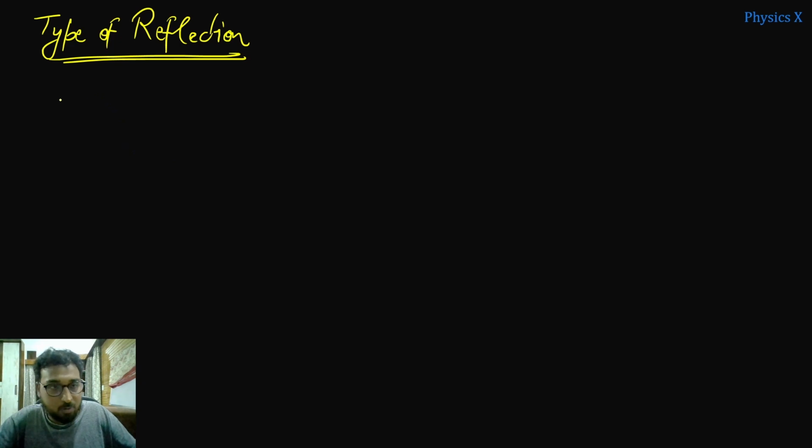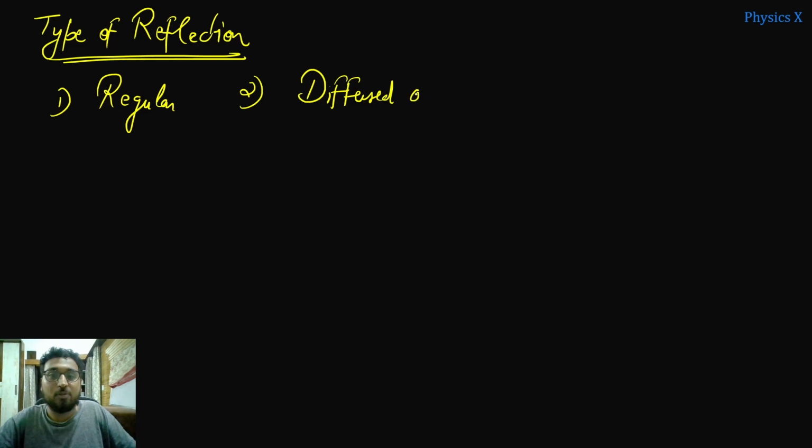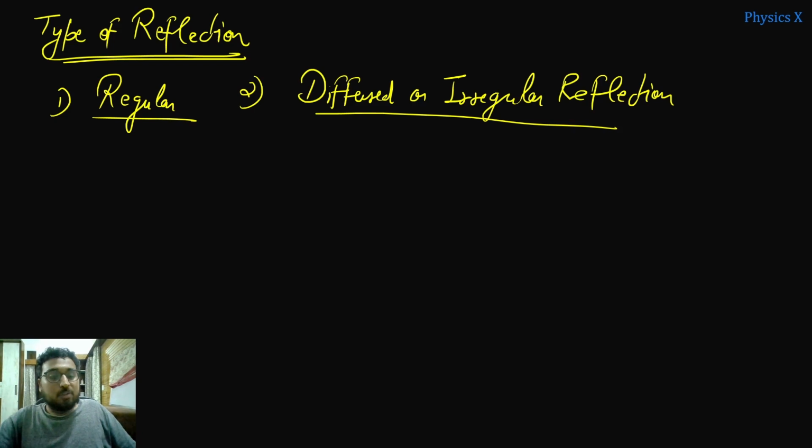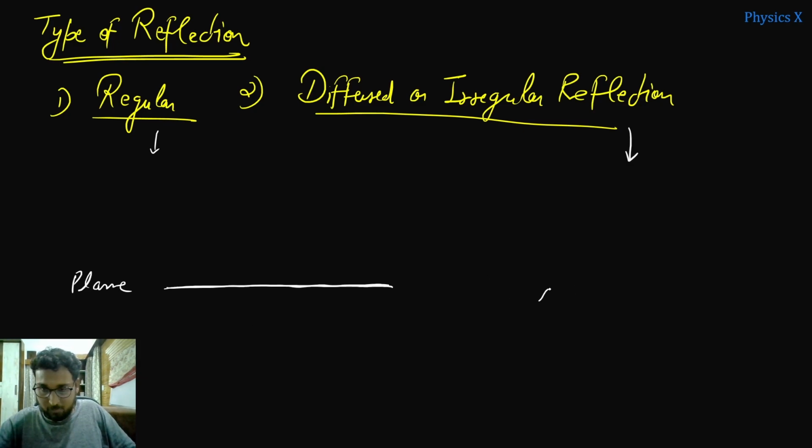So first of all, there will be two types of reflection. One is regular and the second one is irregular or diffused reflection. As I told you, these both depend on the nature of the surface. Regular reflection is nothing but when your surface is perfectly plain, even throughout. And diffused will be somewhat like this: the surface is not regular, it is uneven.